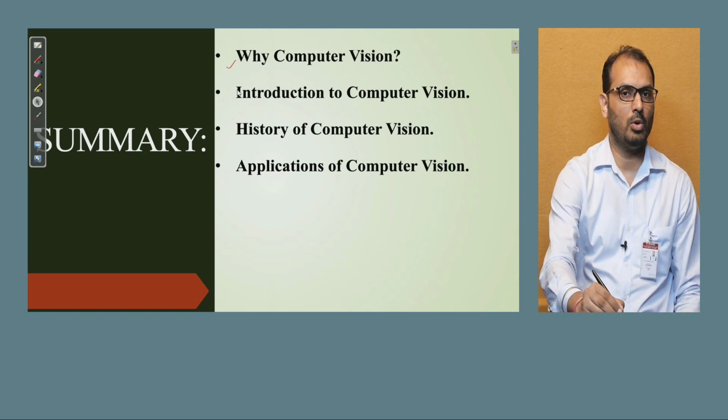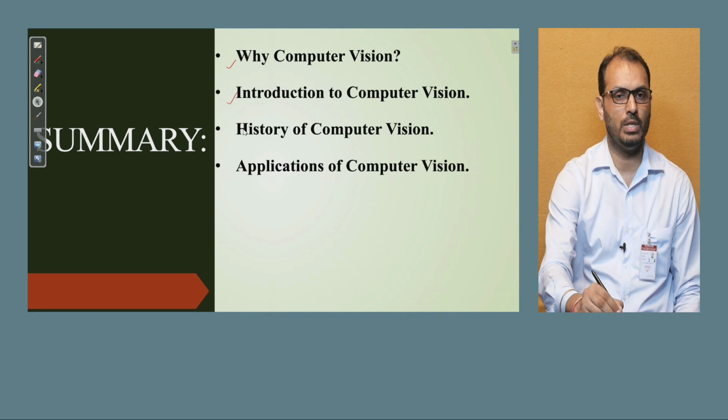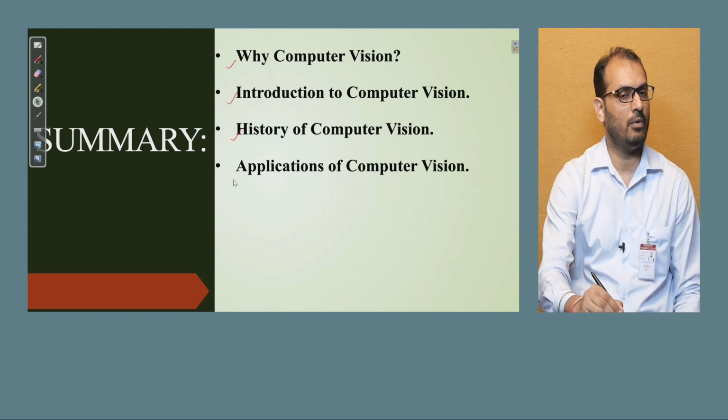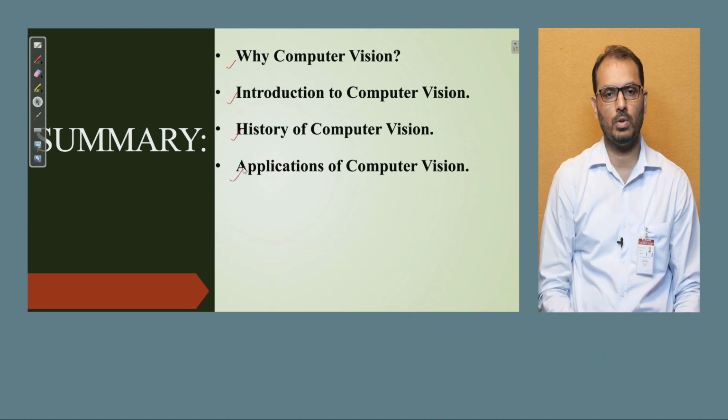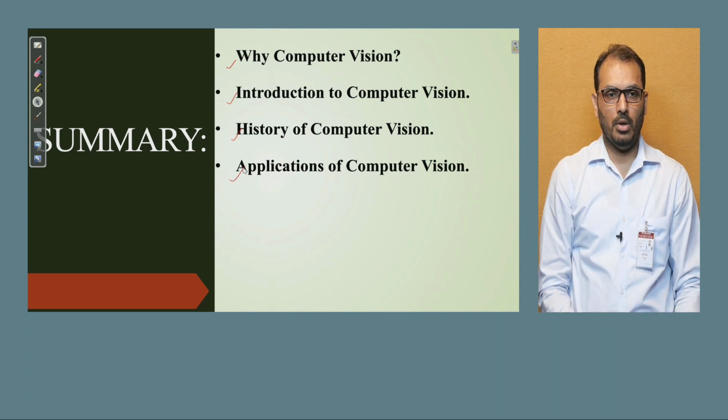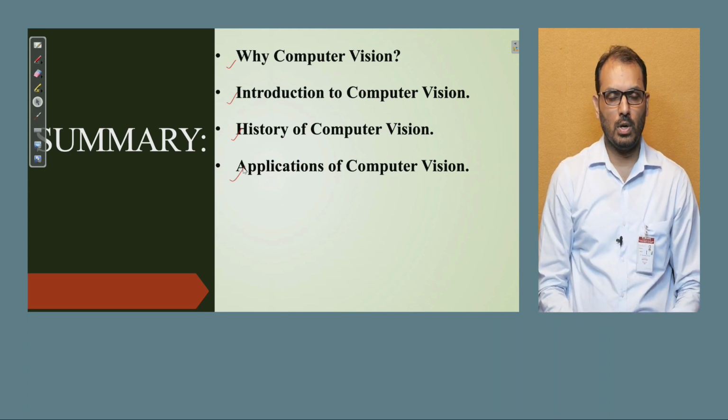Why we are talking about computer vision, what is computer vision, what is the history of computer vision, and what are the various applications of computer vision, right? With this summary, I'm going to close my session.